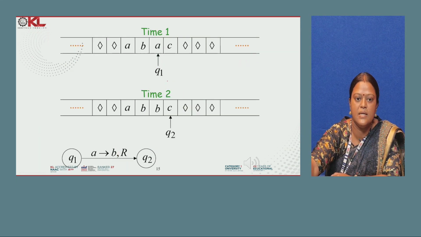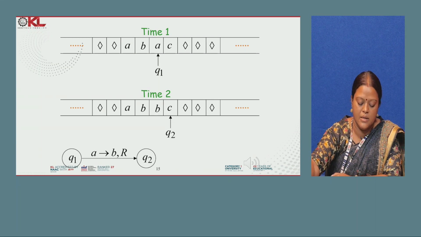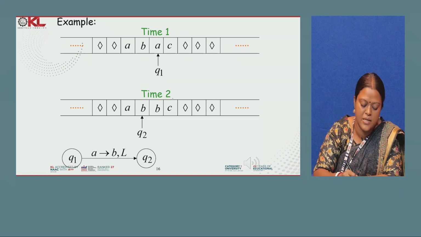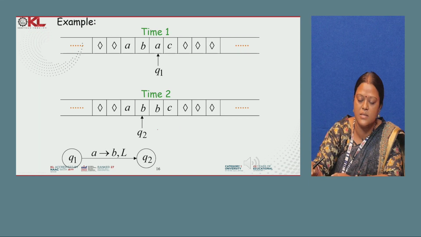So you can see here a b a c. After a is replaced by b, we have moved to this symbol, c, under the read-write head, and now our new state is q2. So this was our initial state, and after the time step we are in this state.